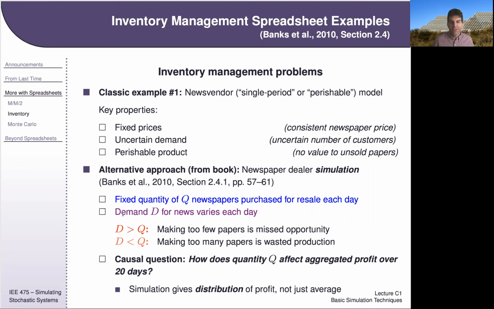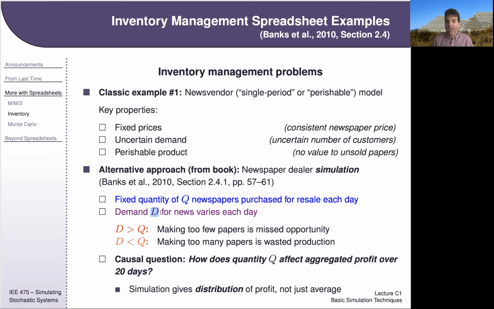So as an example of things that we can simulate, what if there is a fixed quantity of newspapers purchased for resale each day? That's our parameter we are trying to optimize. We want to say, how many do you buy, newsvendor, each day that you are going to purchase and then resell?